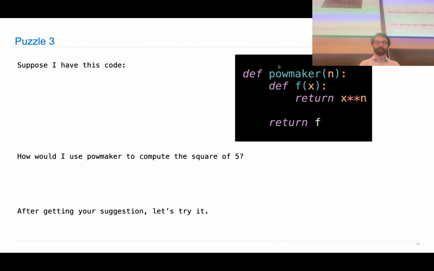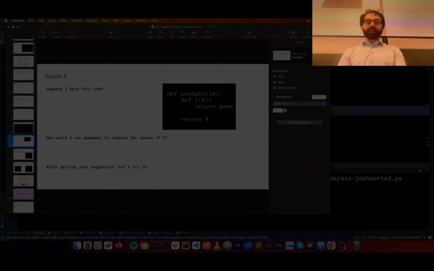So I guess what I would ask first is, what type of thing does PowMaker return? Yeah, a callable object, a function, right? So this function returns a function as an output.